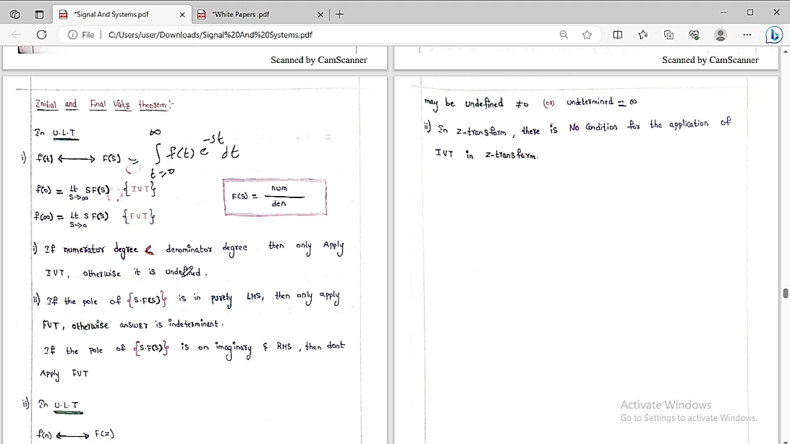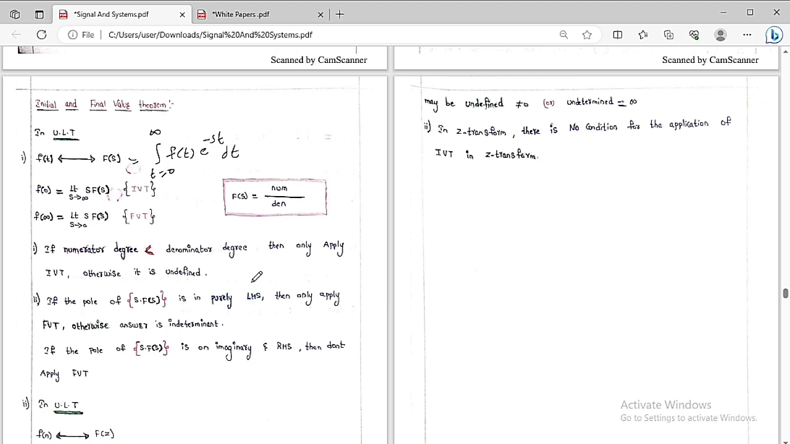The next point is, if the poles of F of s are purely in the LHS, then only apply the final value theorem, otherwise the answer is indeterminate. If the poles of F of s are on the imaginary axis or in the RHS, then don't apply the final value theorem. I already told you, listen carefully, these two points you always have to keep in your mind. Whenever the numerator degree is lesser than the denominator degree, then only apply the initial value theorem. Otherwise, we don't apply it, or simply we can say it is undefined.